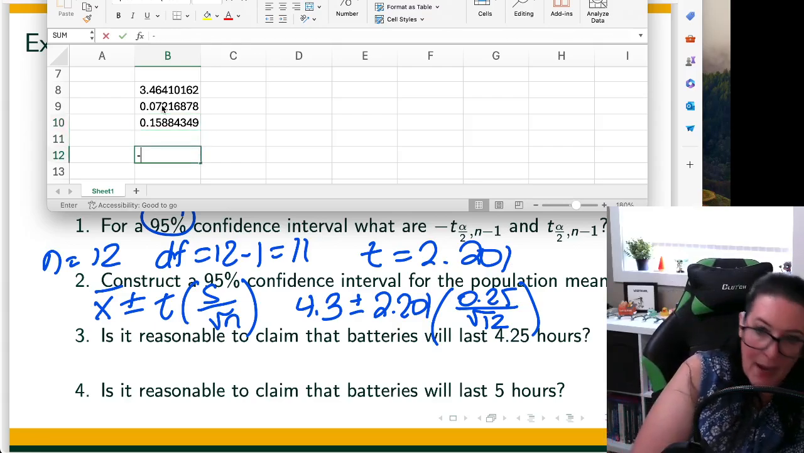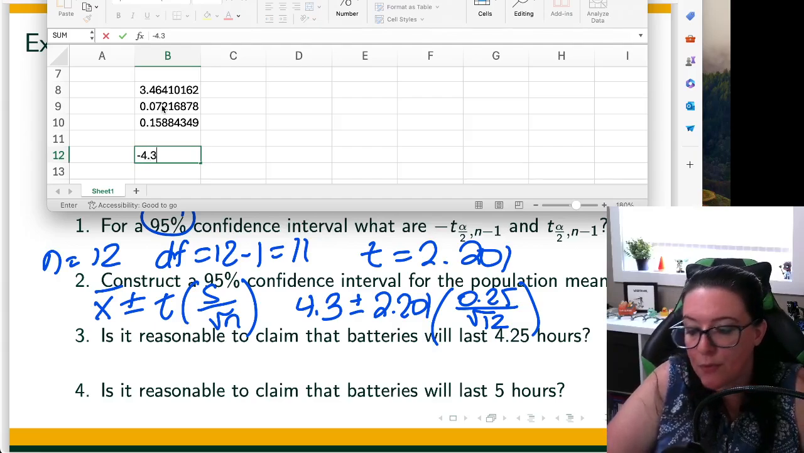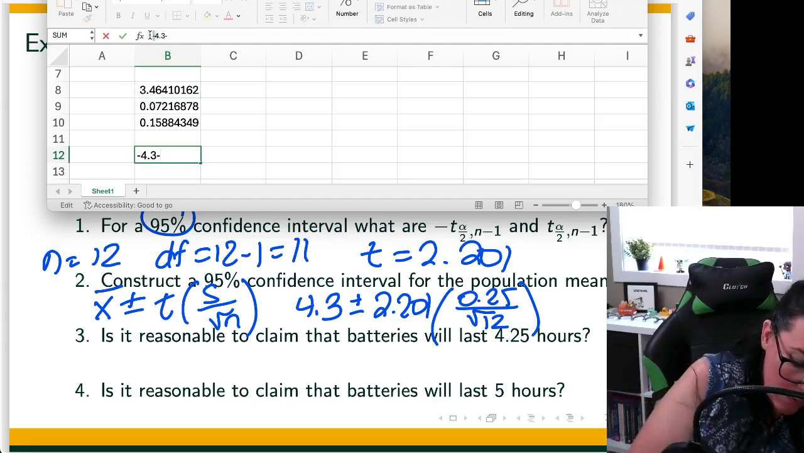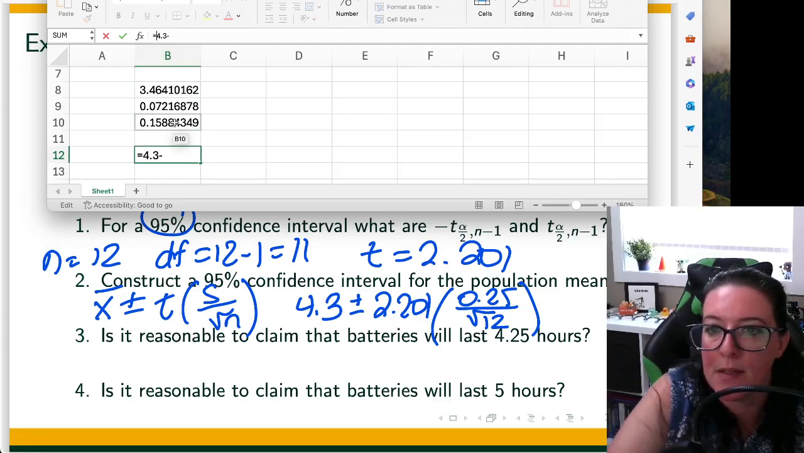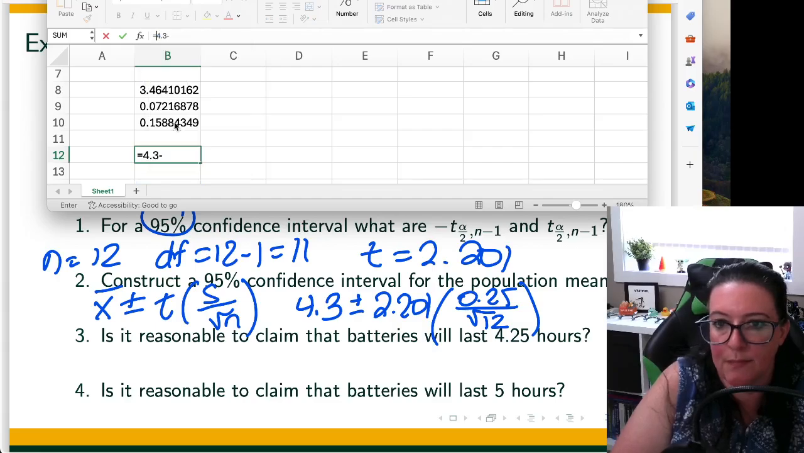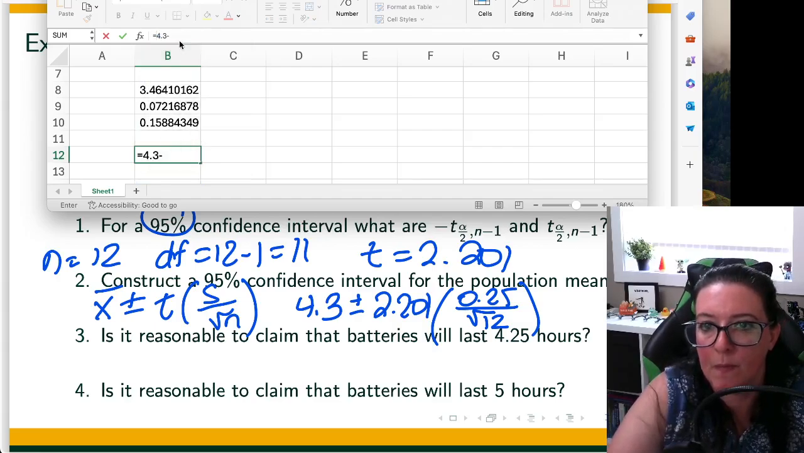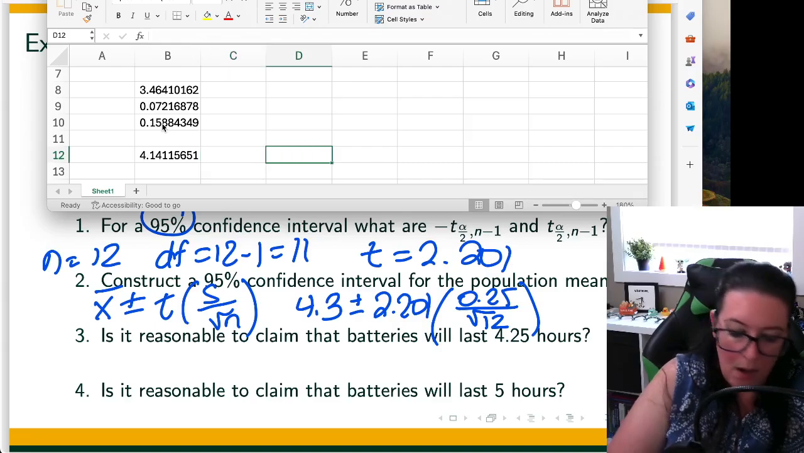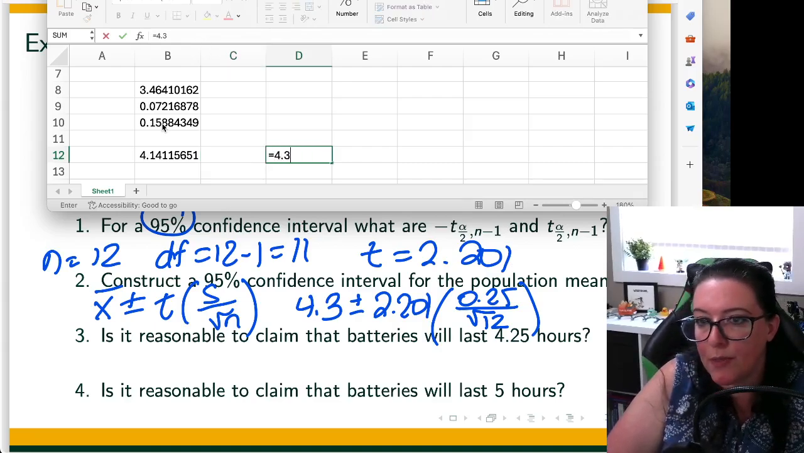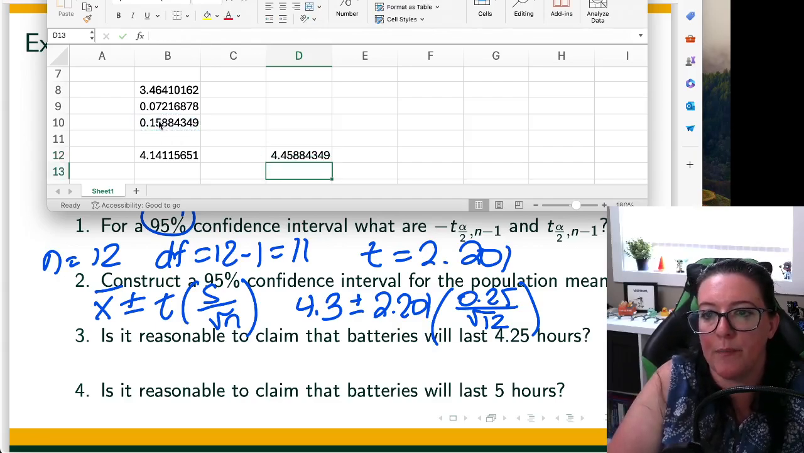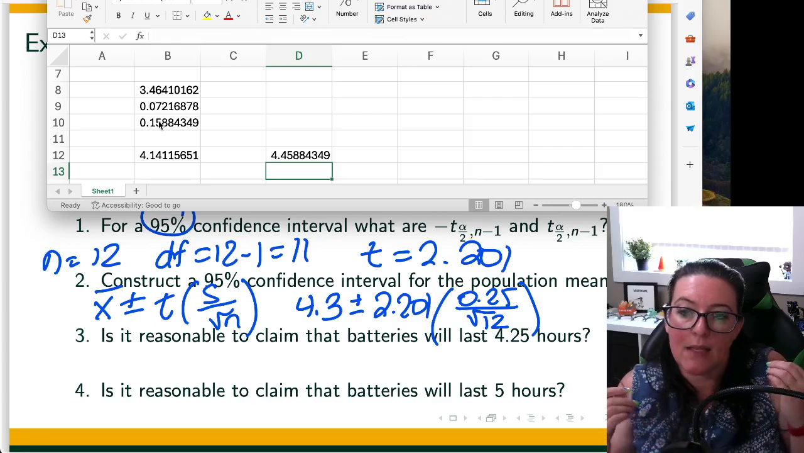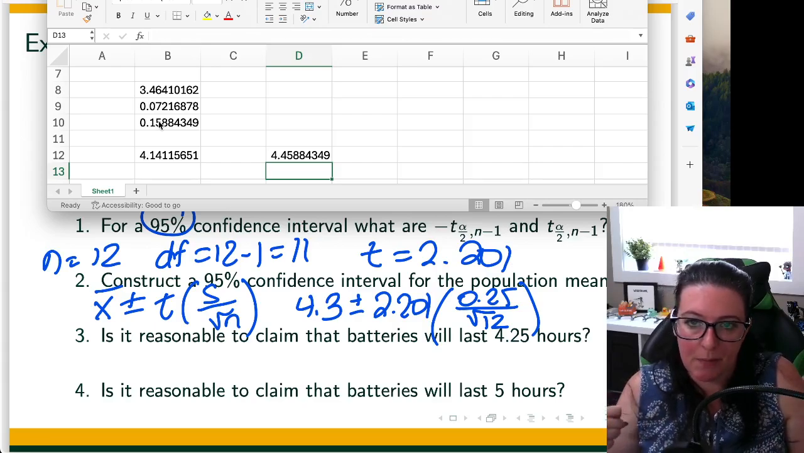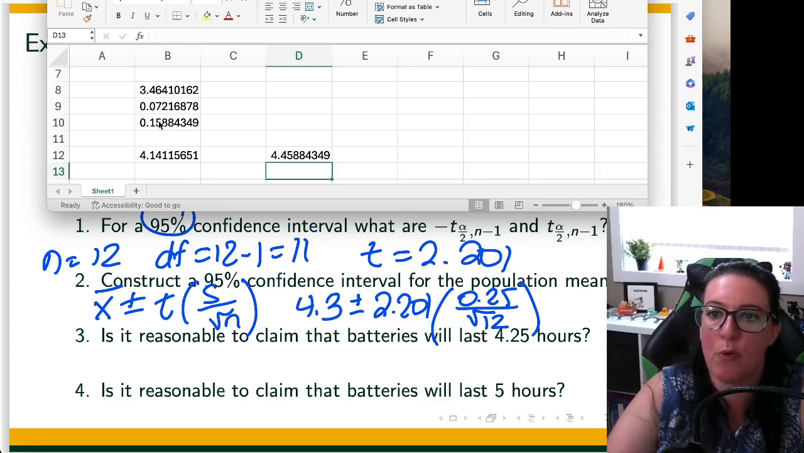And then our lower bound is going to be that 4.3 minus our margin of error. And then our upper bound is going to be 4.3 plus our margin of error. So here we have that for all the manufactured batteries, the average life is going to be between 4.14 hours and 4.45 hours.